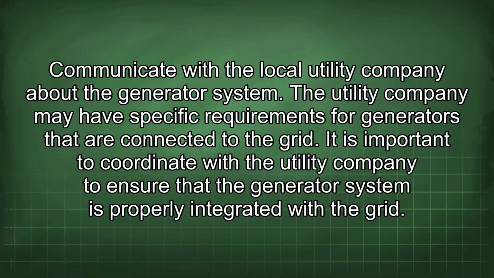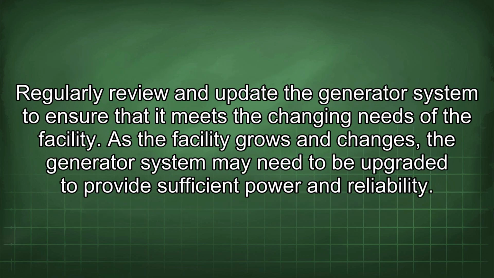Communicate with the local utility company about the generator system. The utility company may have specific requirements for generators that are connected to the grid. It is important to coordinate with the utility company to ensure that the generator system is properly integrated with the grid. Regularly review and update the generator system to ensure that it meets the changing needs of the facility. As the facility grows and changes, the generator system may need to be upgraded to provide sufficient power and reliability.